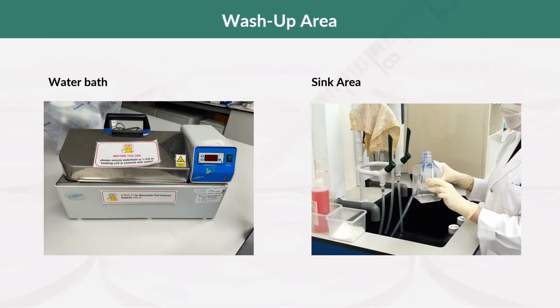Okay, then you have the wash area, or the wash up area. You have a water bath usually nearby, because the water bath is where you heat up your media or any kind of reagents that you need to heat up to 37 degrees Celsius before you use it on your cells. And it's wet. Generally, it's very wet. So generally, it's always near the sink area. Okay, the sink area is where you wash your hands or rinse your lab consumables. Generally, it comes with the soap, sanitizer, and all your washing gadgets are found there.